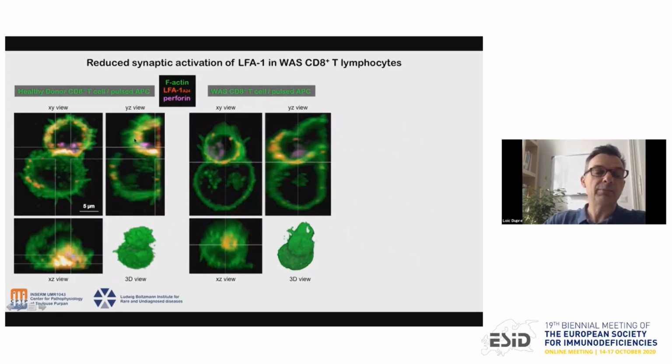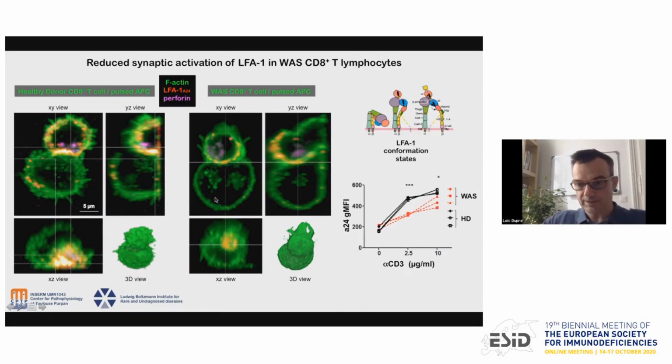So zooming in the immunological synapse of those T cells, we could see that in the Wiskott-Aldrich syndrome T cells, they had poorer actin cytoskeleton, but also what was very striking is that they failed to enrich high affinity LFA1, this very important integrin, at the contact with the target cell. So this was also confirmed by flow cytometry analysis using a conformation-specific antibody.